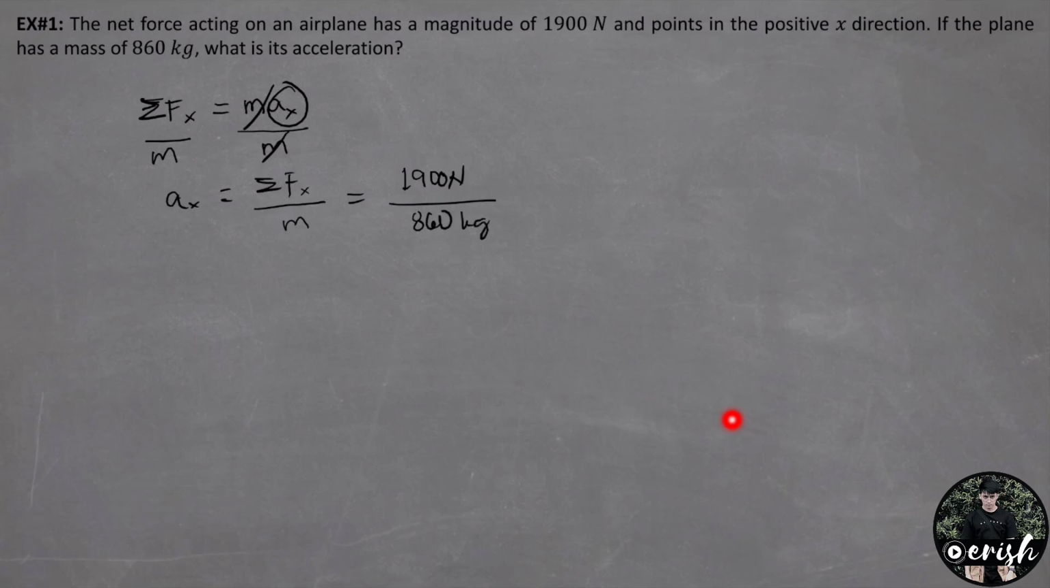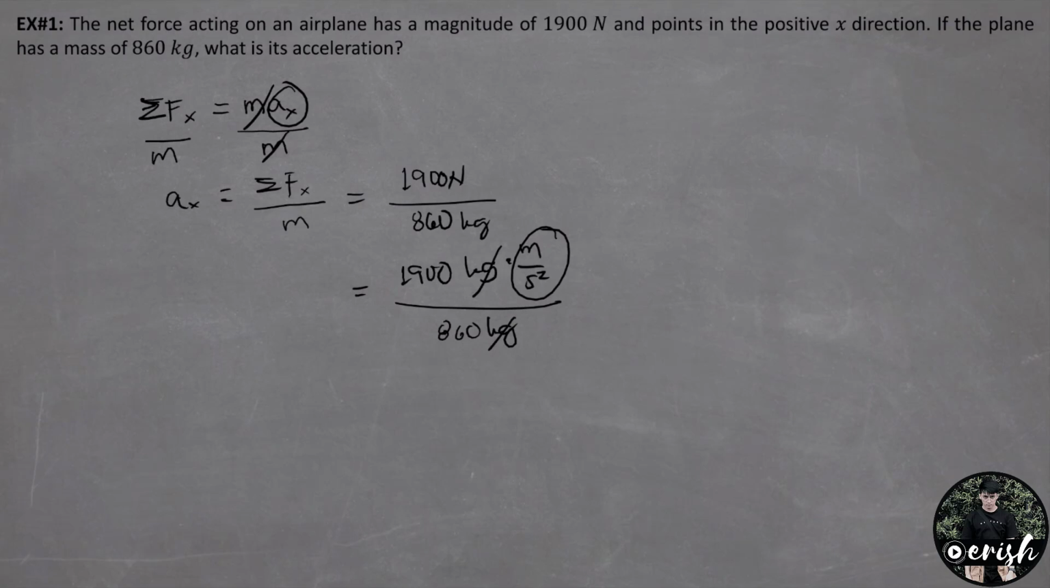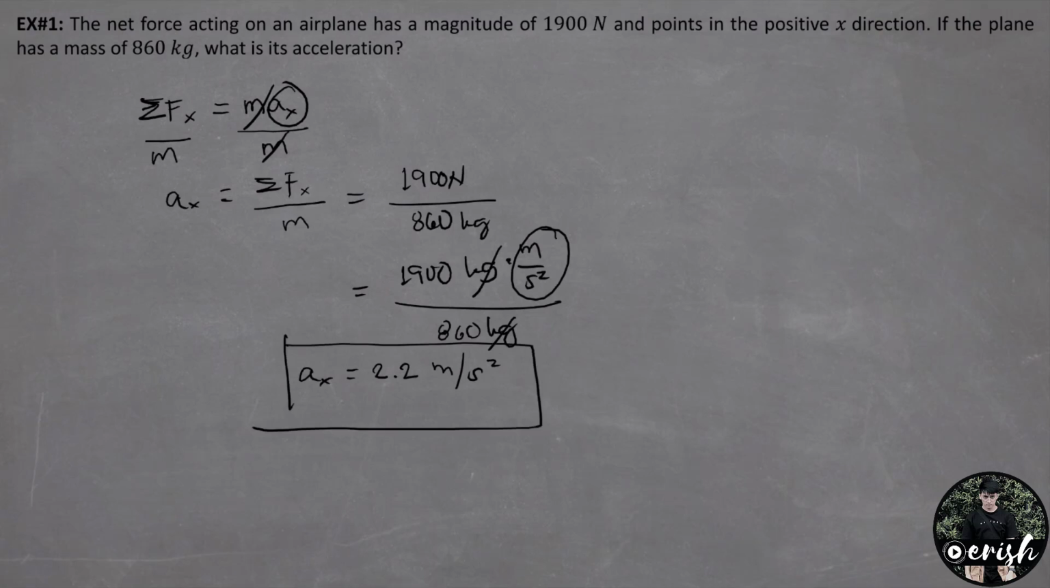860 kilograms. Now, take note that yung newton is equivalent to kilogram times meter per second squared. And we have the mass here na naka-kilograms din, makakancel yung kilograms, and ang matitira lang is meters per second squared. Therefore, by calculating, the acceleration is equal to 2.2 meters per second squared. The plane accelerates in the positive x direction as expected, of course, and the magnitude of the acceleration is about 1/4 ng acceleration due to gravity. So this is example number 1.